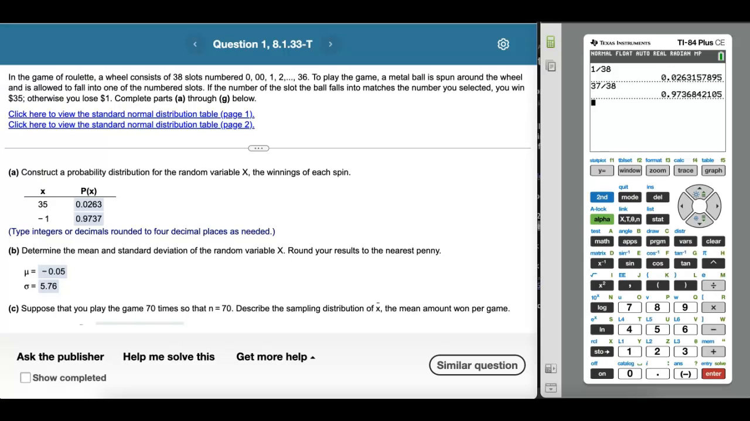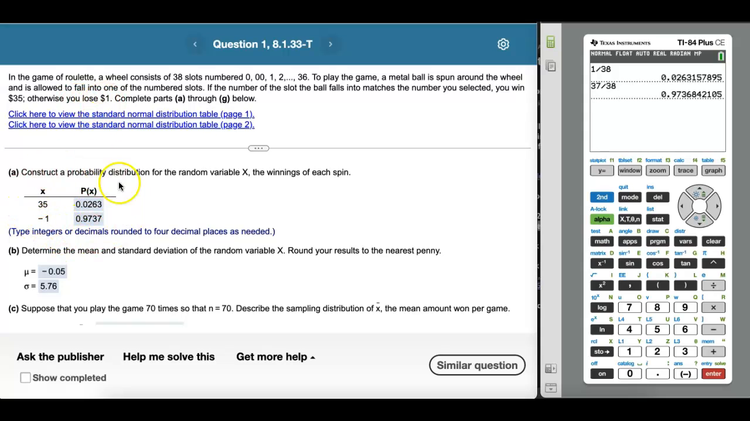In this example, we're going to examine a game of roulette. We're told some things about the game itself, like it has 38 slots, and to play, a metal ball is spun around the wheel, and it falls into one of those numbered slots. If the number on the slot the ball falls into matches the number you selected, you win $35. Otherwise, you lose $1.